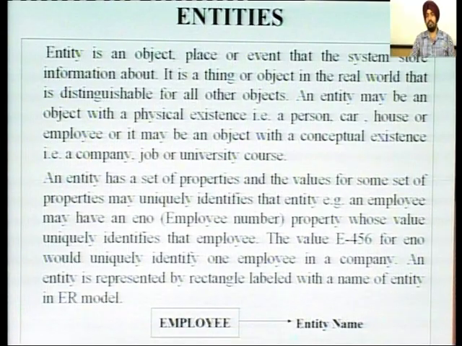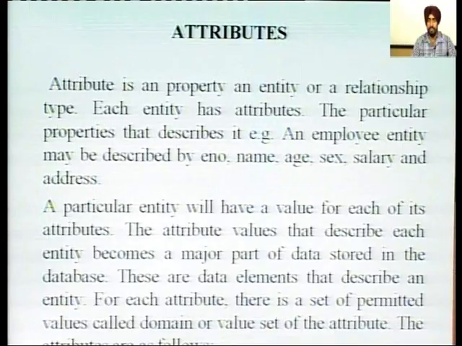A set of properties that describe that entity, that uniquely define it, is also called an attribute. And when we represent an entity in an ER diagram, it is represented by a rectangle label. Through a rectangle we represent the entity in the ER diagram. Example like employee is an entity name.